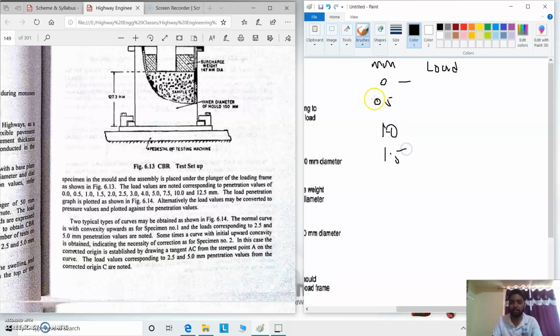So how much penetration is caused by how much load, and 1 mm penetration is caused by how much load. That is what we need to record in this test.